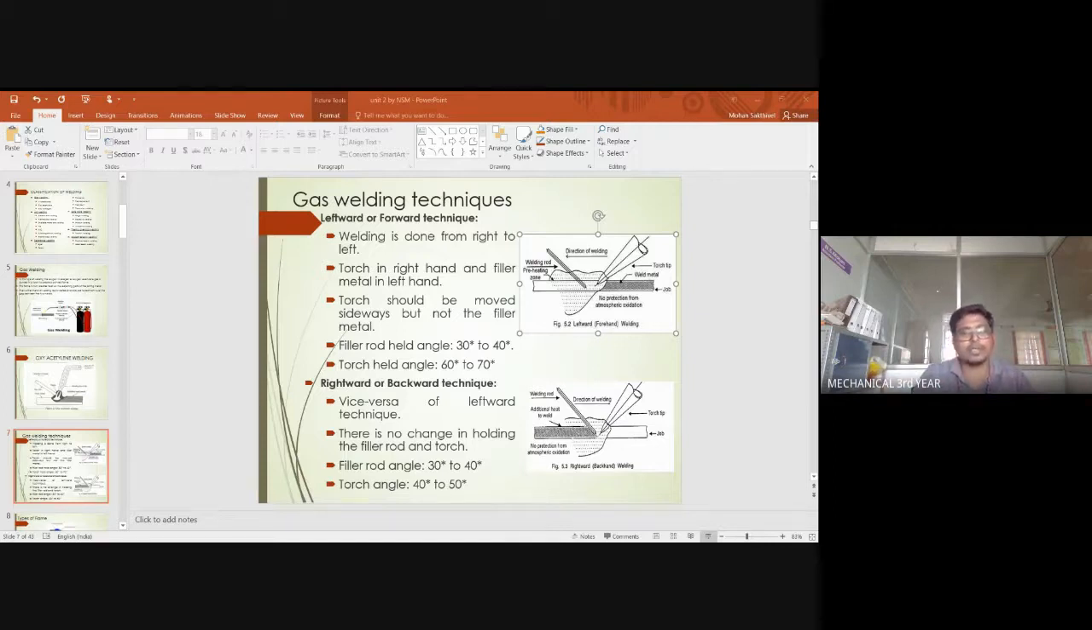So let us see what things are available over here. As I said, it is a combination of arc welding and also gas welding. Here you can see the arc is being produced by the application of electric current, whereas in order to provide shielding to the weldment, we are using gas. So what are the gases we are using here? Here you can see we have used helium, argon, nitrogen, or carbon dioxide. Either of these gases can be used in order to complete the welding operation.